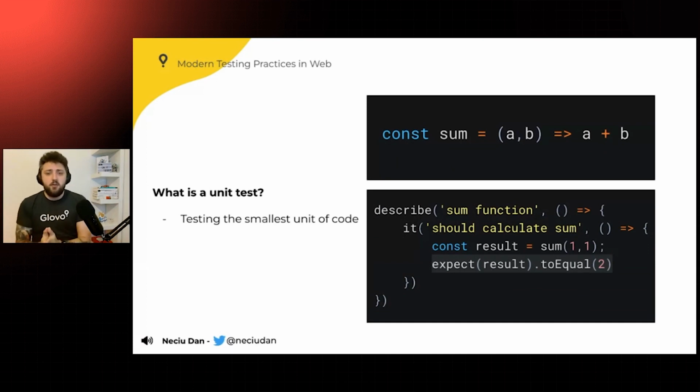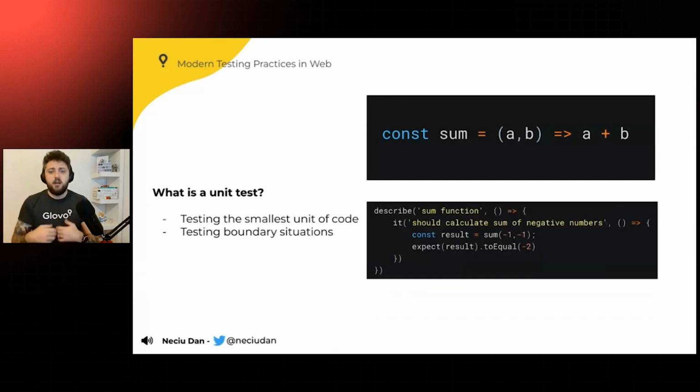To give you an example, here is a sum function that takes two parameters, a and b, and returns the output of the sum of these two numbers. To write a small unit test, you import the sum function, and then you calculate the result, and you expect the result to equal 2. So this is a normal test.